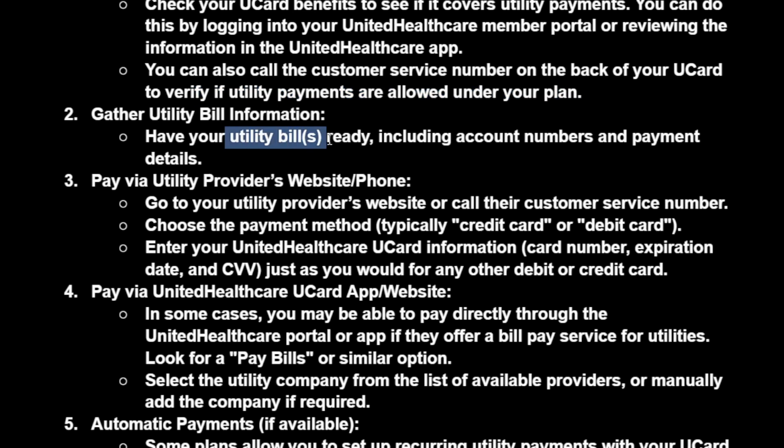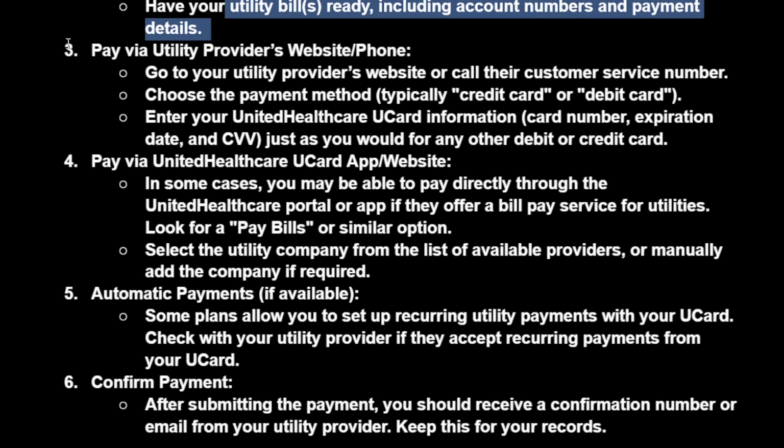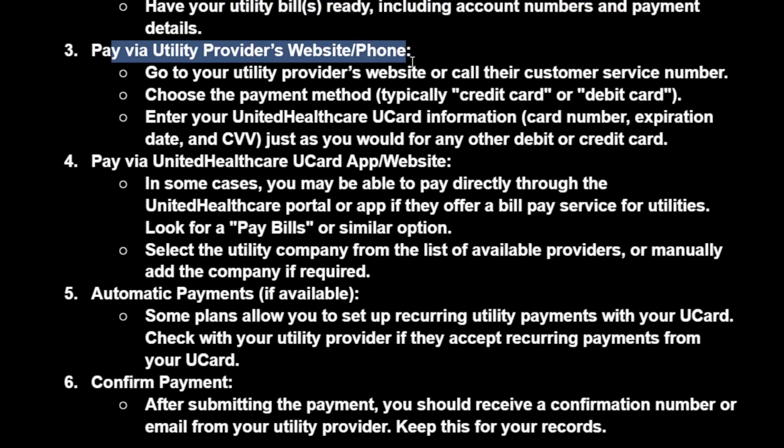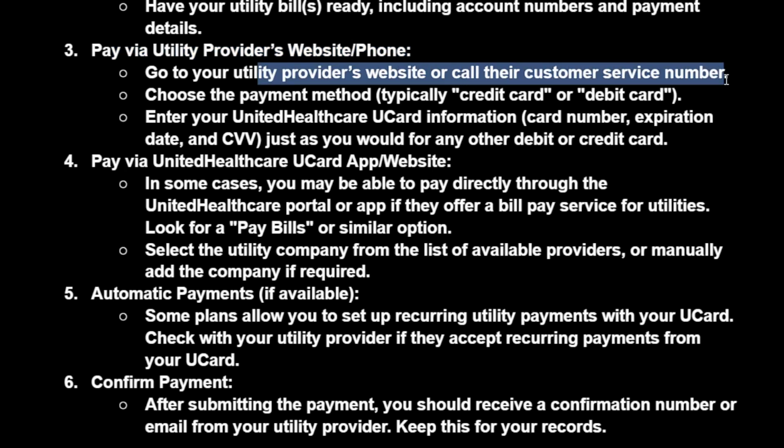Have your utility bill or bills ready, including account number and payment details. You can pay via utility provider's website or phone. You want to go to the website or call their customer service number. Then you will choose the payment method, typically credit card or debit card, and enter your UnitedHealthCare Ucard information, such as card number, expiration date, and CVV.